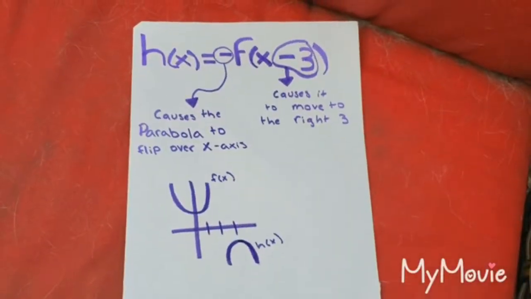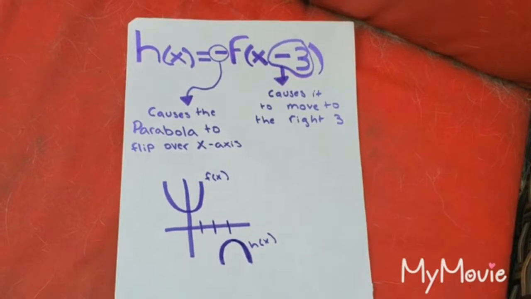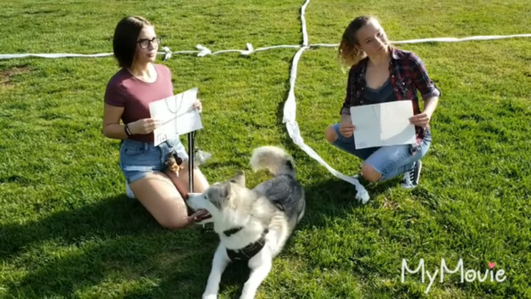The negative causes the parabola to flip over the x-axis. Negative 3 causes it to move to the right 3.